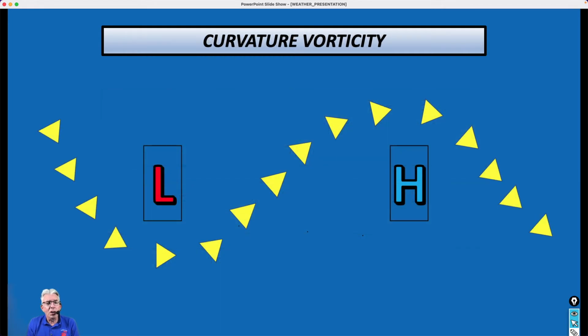Okay, now curvature vorticity, and I got to tell you, I spent about 2 or 3 hours trying to figure out how to get these little triangles to animate. Never did figure it out, so I apologize for the boring static image.